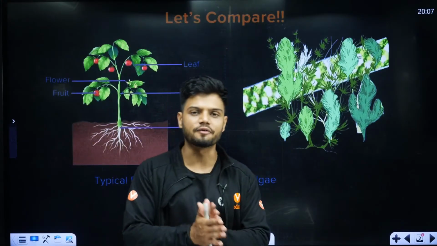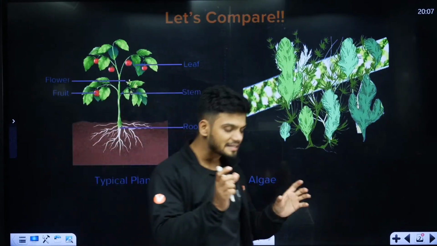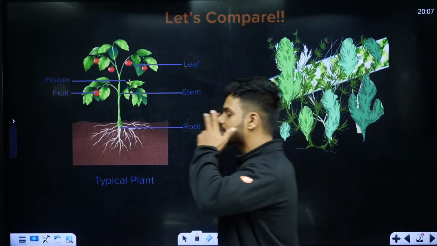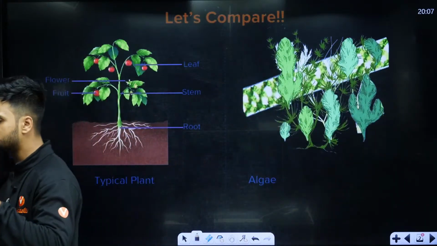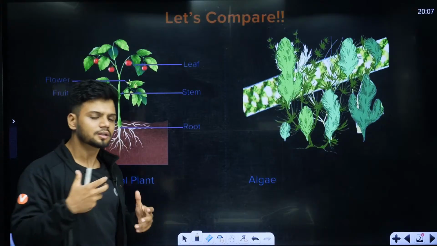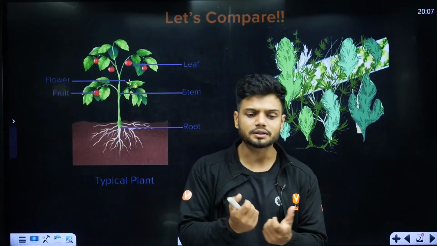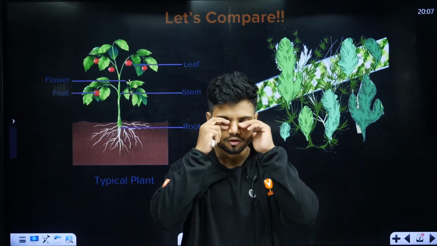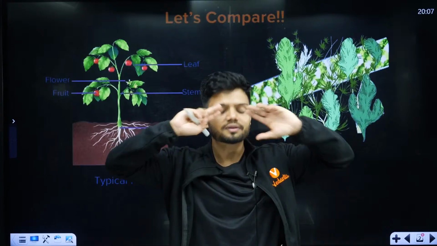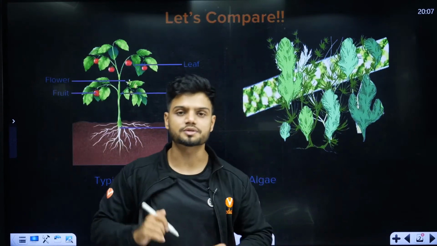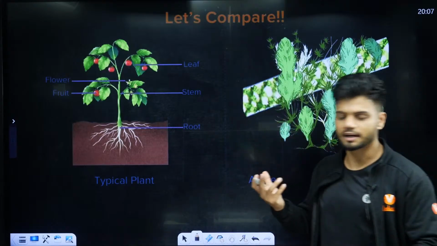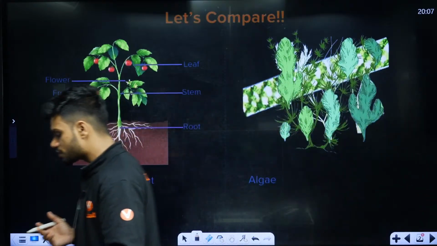Students, perfect. Now, I want every single one of you to close your eyes and think of an algae, and tell me what comes to your mind right now. Students, start. All of you close your eyes and think of an algae and tell me what do you see. Okay. First of all, tell me which color do you see? Anyone? Which color algae do you see, students?